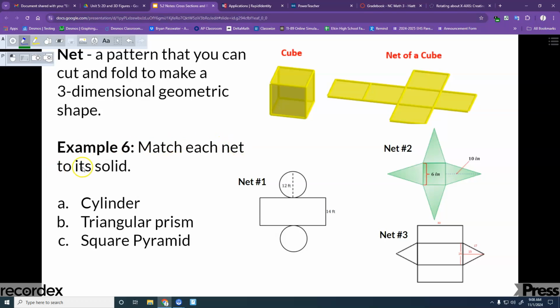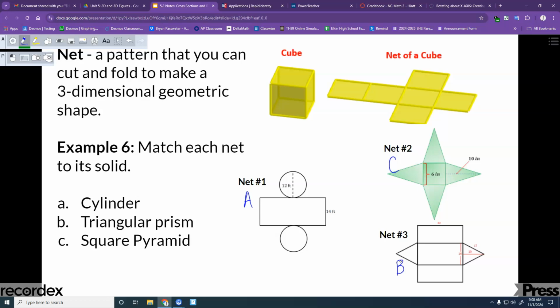Match each net to its solid. Number one, what would that be if we folded it up? It is a cylinder. You'd fold the ends over and wrap that rectangle around. That would be a cylinder, so this one would be A. What would this one make? A square pyramid, because the base is a square, and you've got all those triangles that would fold in to touch in the middle. That would be C right there. What about this one? Through the process of elimination, this one has got to be B. That one's going to be a triangular prism. You fold the ends up, and you've got all those rectangles on the side.